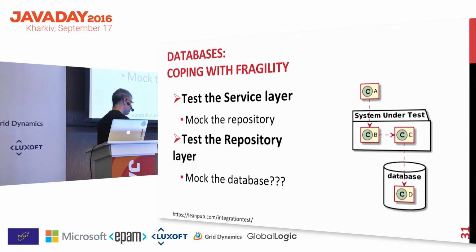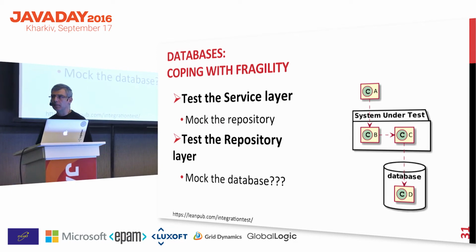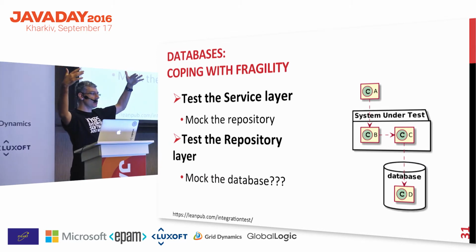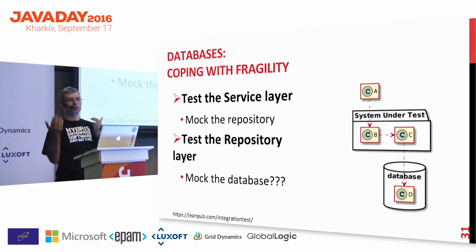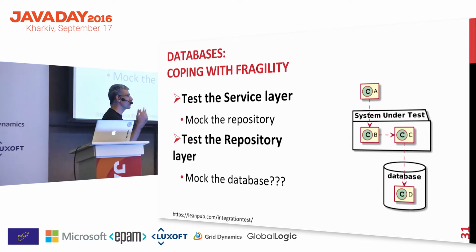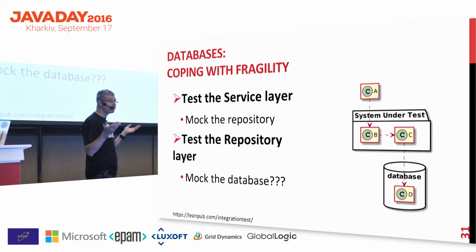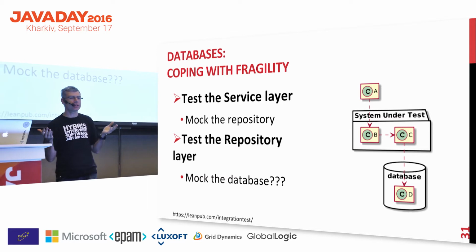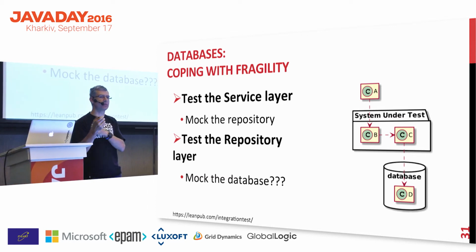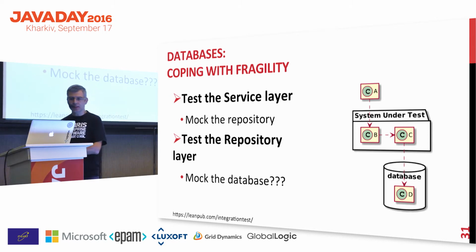Database is an interesting problem. Basically, if you want just to test the service layer, we can mock the repository layer, the data access object layer. But if we want to test the data access object, shall we mock the database? So when I make this request, you send me this stuff. But in that case, you don't test anything. I mean, that's a real problem.